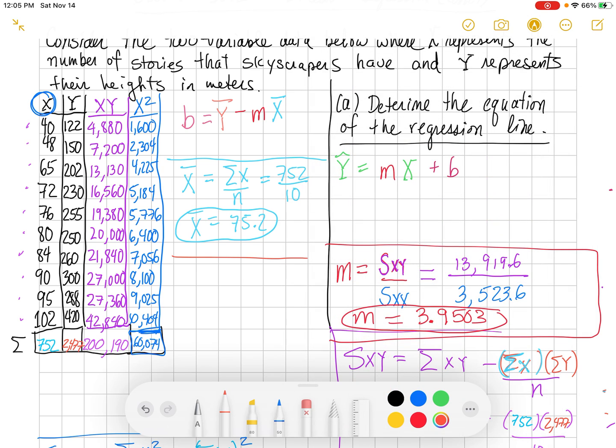Now we need to find y bar. It's the sum of all the y's. You add up the y's and divide by the number of points. That's 2,477, right? That's the sum of the y's divided by 10. Y bar is going to be 247.7.